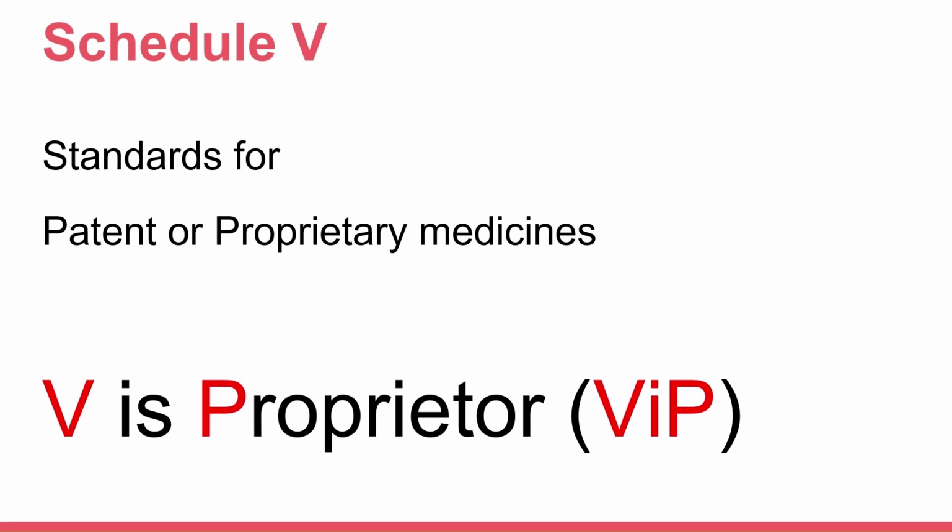Now moving to Schedule V. V states about the standards for patent or proprietary medicines. V is for standards for patent or proprietary medicines. You remember a word, V is proprietor, in short VIP. V is proprietor helps you to remember that Schedule V is for proprietary medicines.